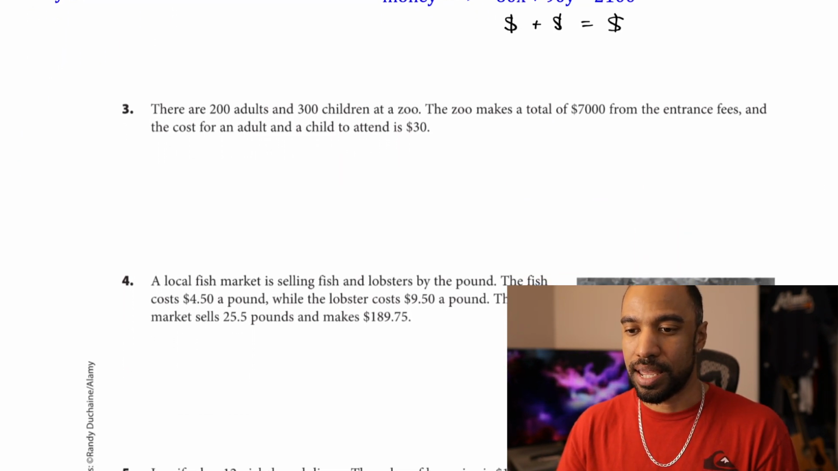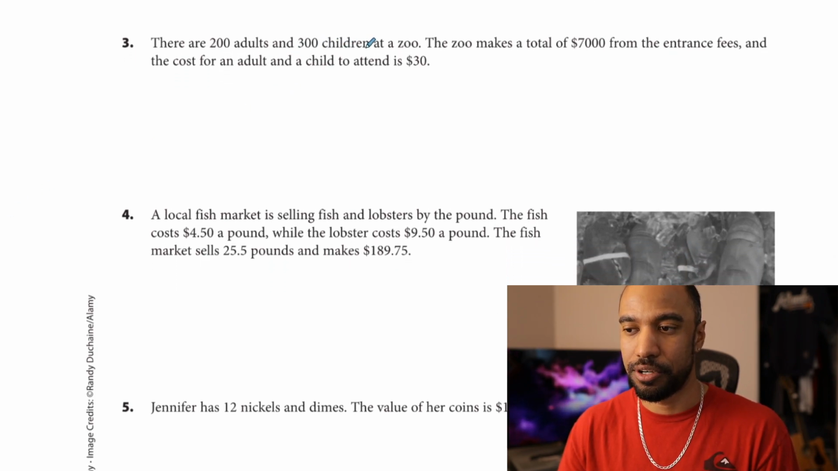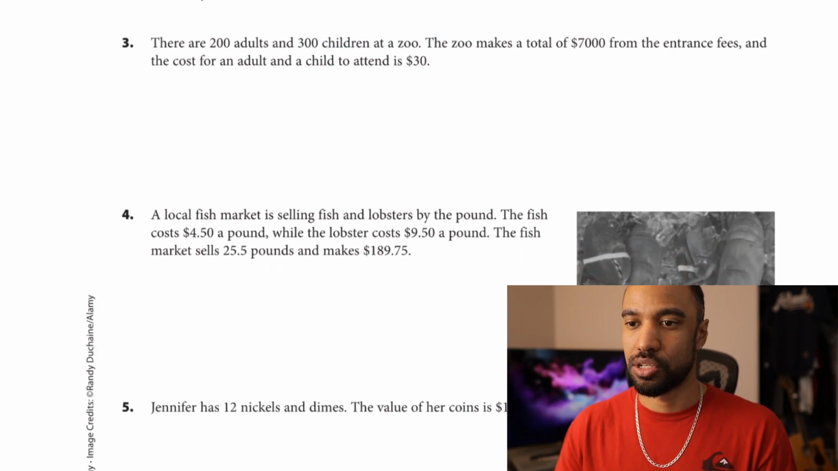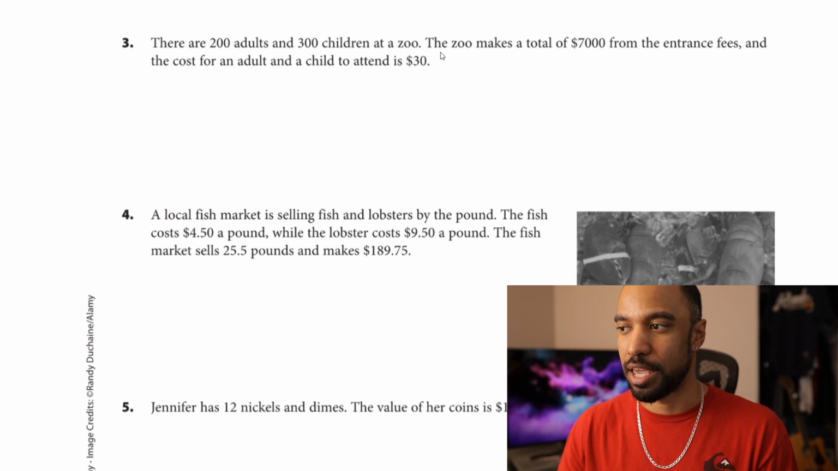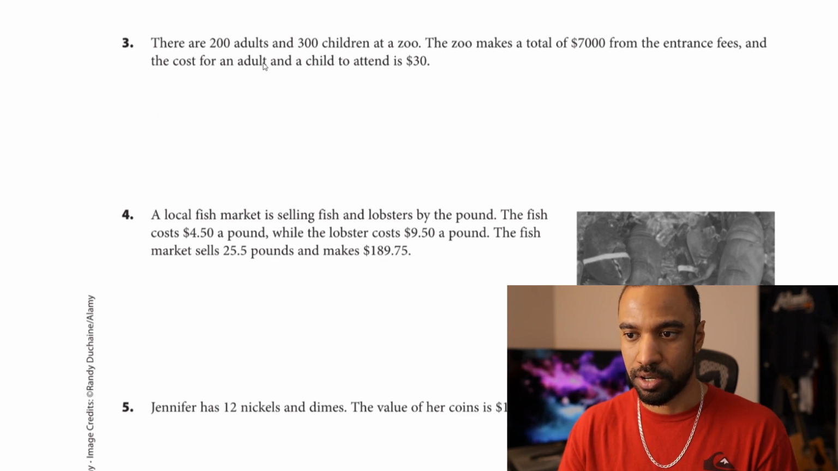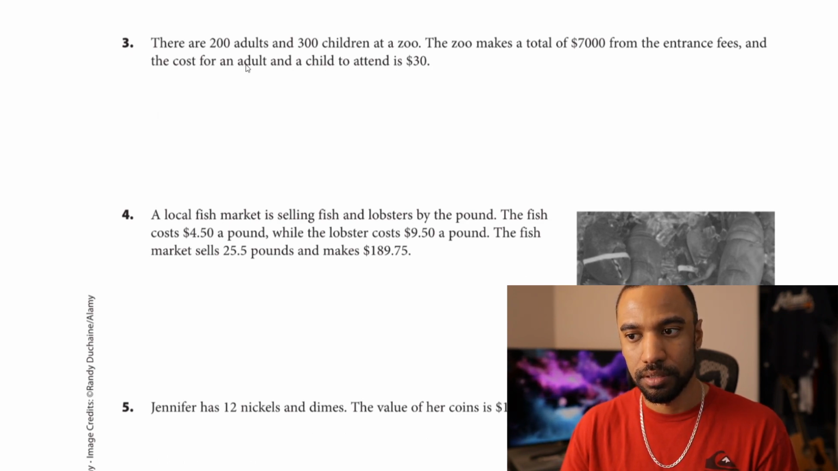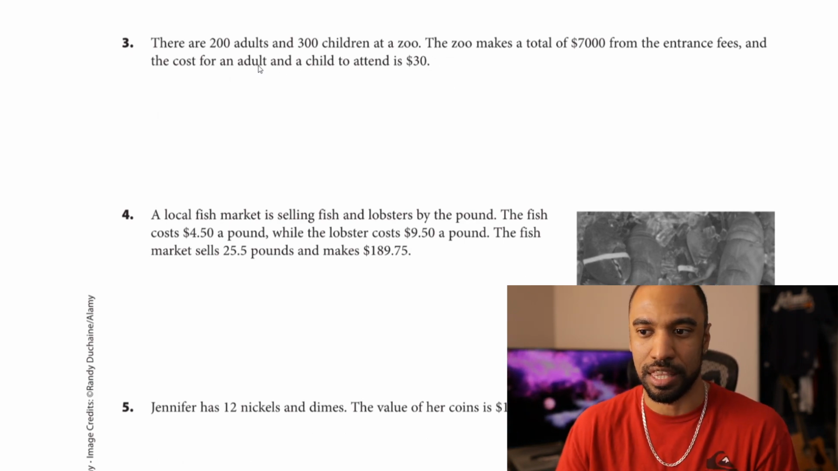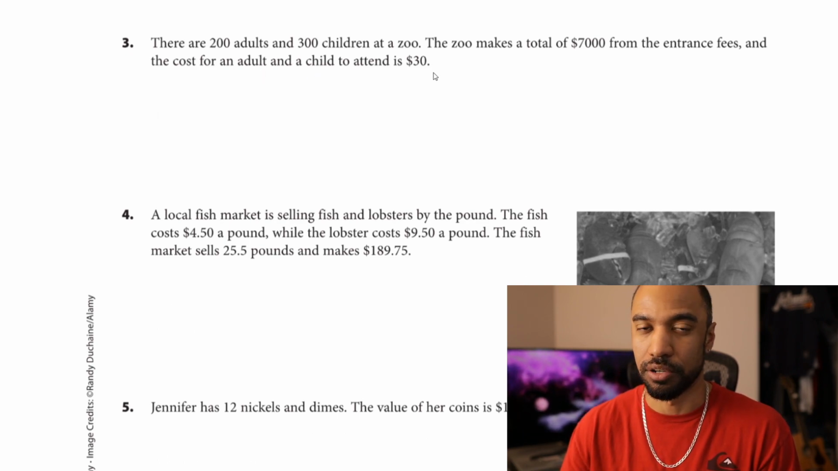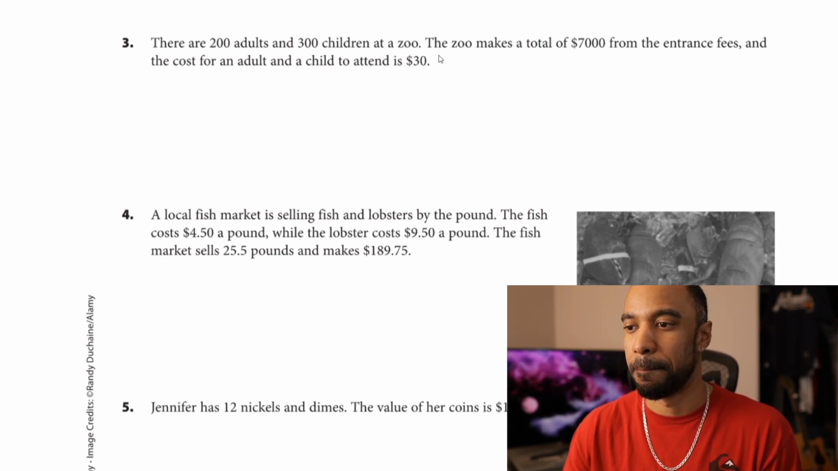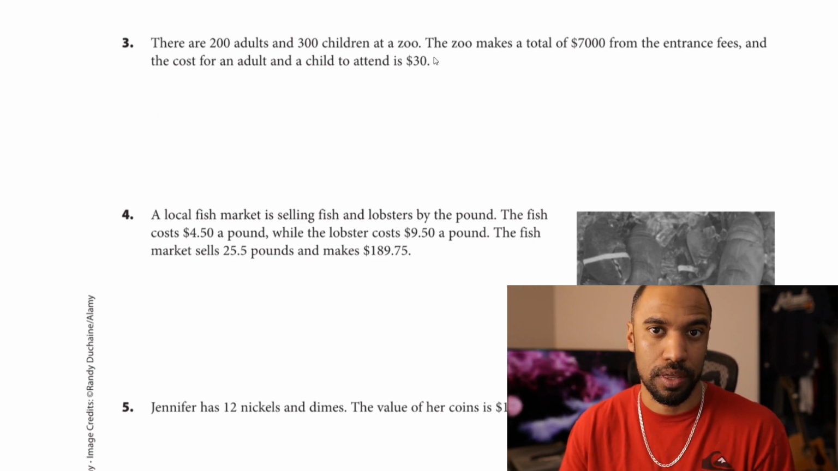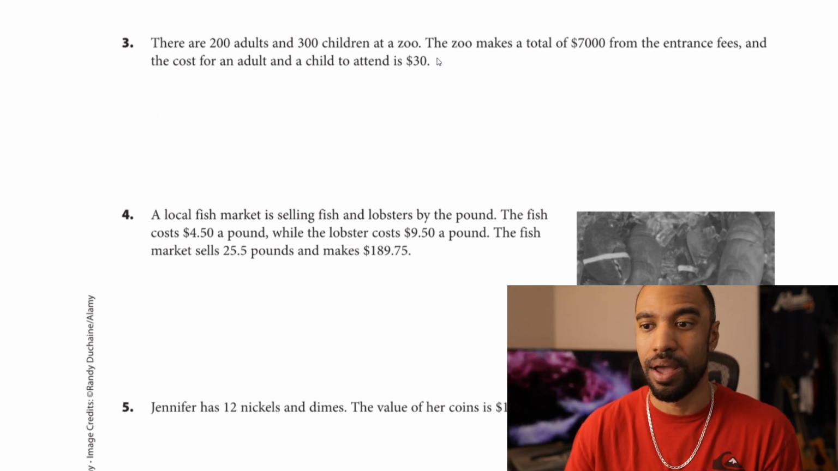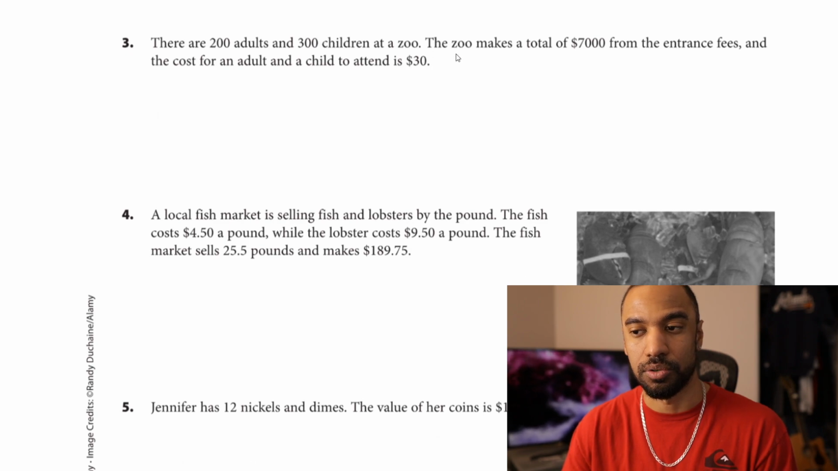All right, number 3. There are 200 adults and 300 children at a zoo. The zoo makes a total of $7,000 from the entrance fees, and the cost for an adult and a child to attend is $30. I assume these are separate. Adult is $30, child is $30. It's $30 regardless. I don't think that they mean an adult plus a child is $30 total. I think they mean separately there. So it costs the same amount whether you're an adult or a child. However, we still don't know how many adults and children attended.